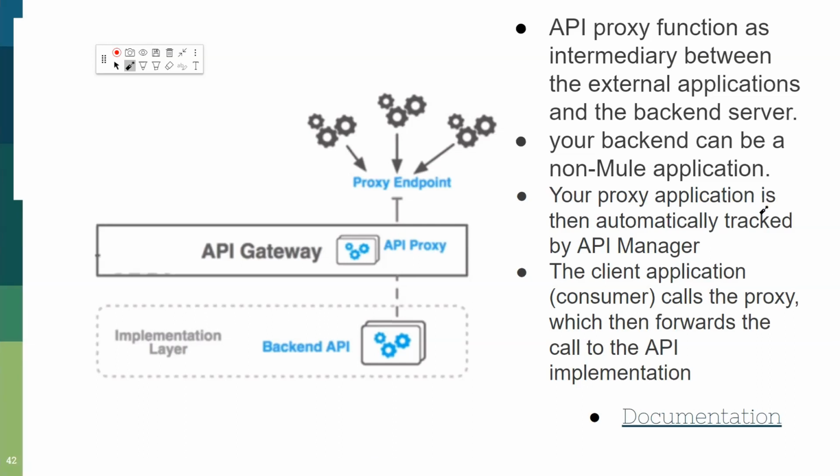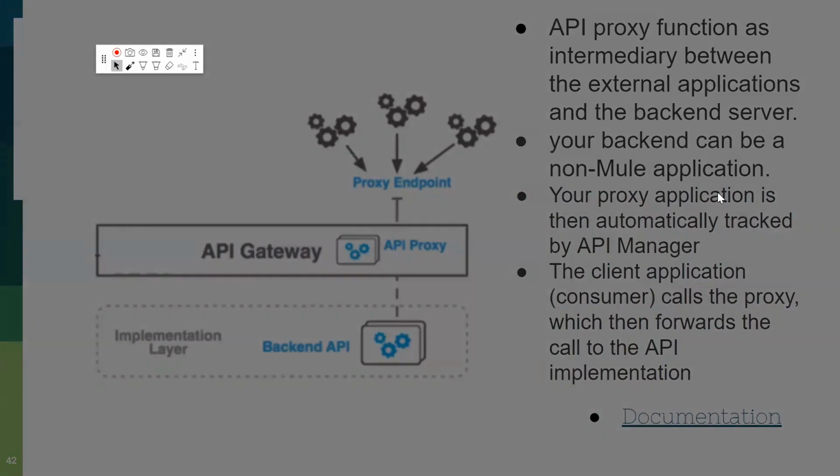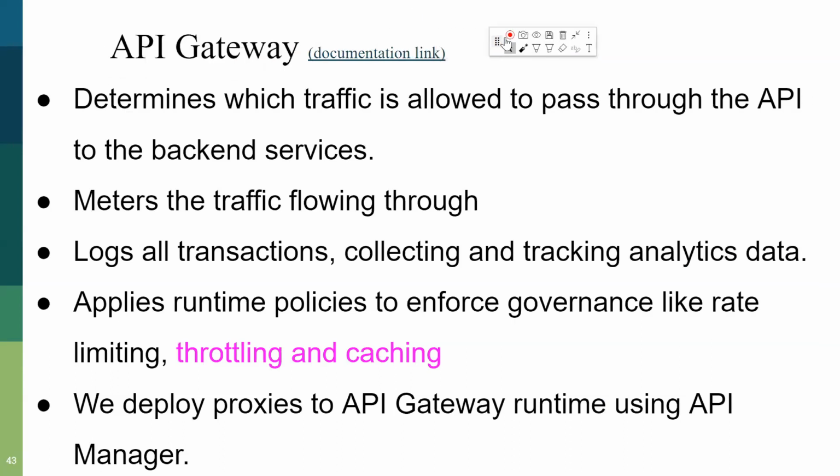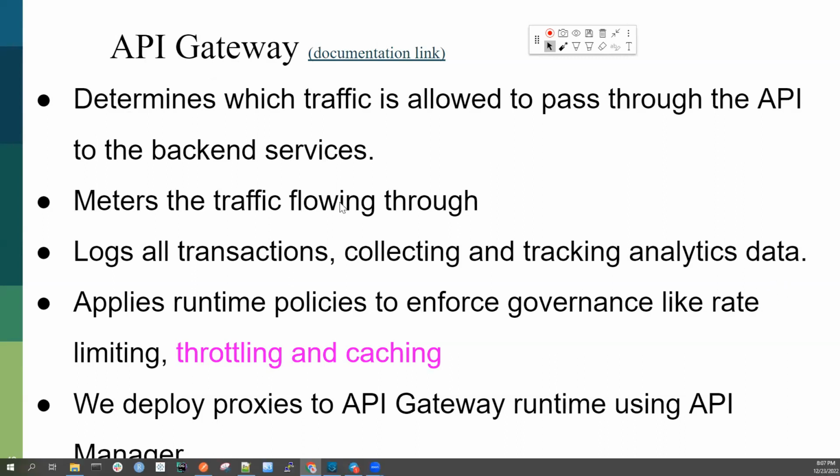Okay, let me go to the next slide. In this slide, as you can see, in the proxy we have the API gateway, and we also talked about the API gateway. What we said is the API gateway determines which traffic is allowed to pass through the API to the backend service. Also, it measures the traffic flowing through, logs all transactions, collects and tracks analytics data, and it applies different policies such as rate limiting, caching, and so on. And API Manager is used to deploy proxies to the gateway.